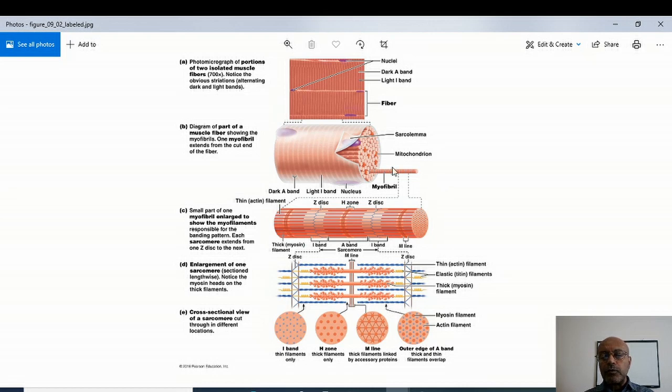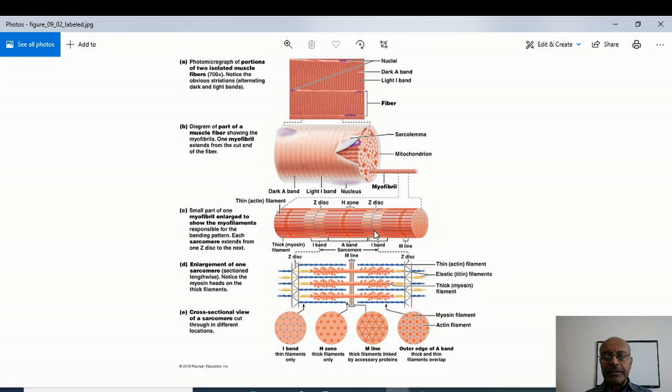Let's have a look at one myofibril. Look at this myofibril. You can consider the myofibril as an organelle of a skeletal muscle cell or a muscle fiber. I have said that skeletal muscle cell and muscle fiber can be used interchangeably as synonyms. So a skeletal muscle cell consists of these stick-like structures known as myofibrils. We have a myofibril here.